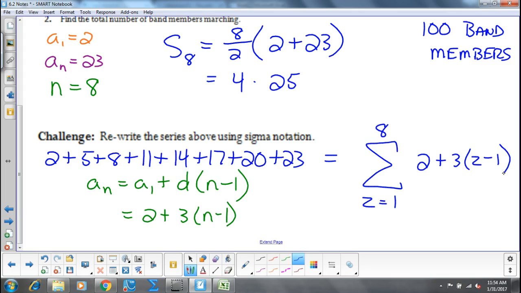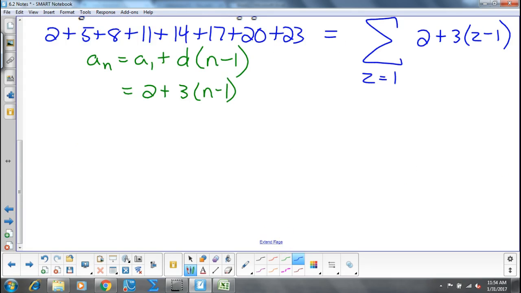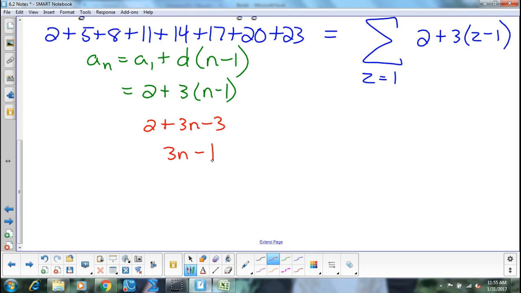Now, if I go a little further, well, this is 2 plus 3n minus 3, so that's 3n minus 1, right? If I go half a step further there, then my formula, my sigma, if you will, would still be from 1 to 8 of, now it would be 3z minus 1. These are both the same thing.